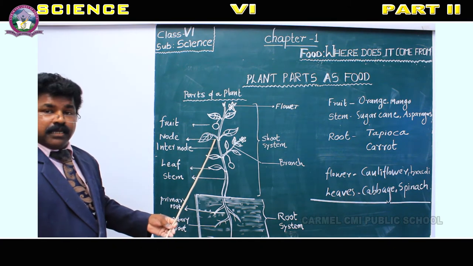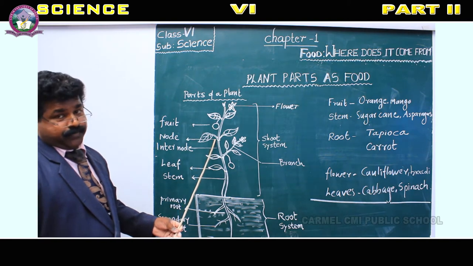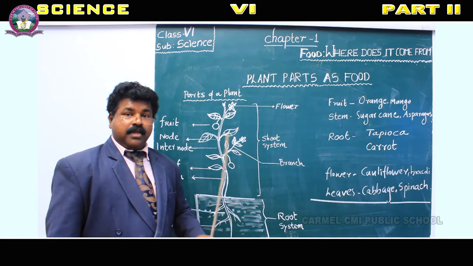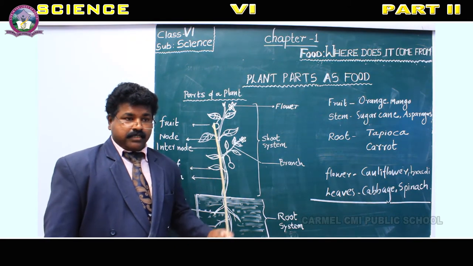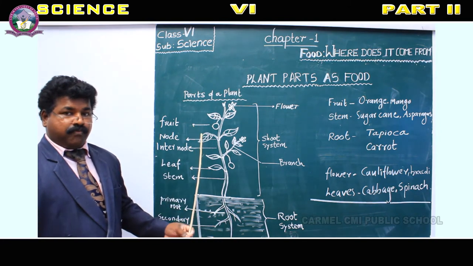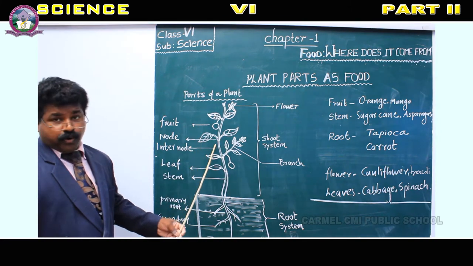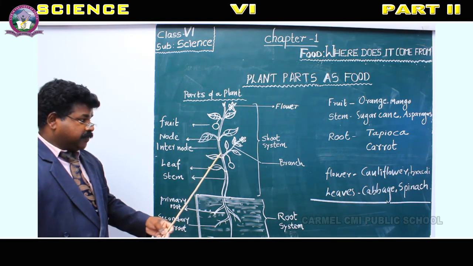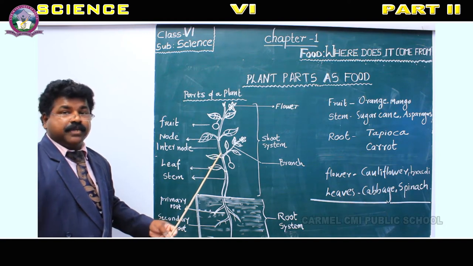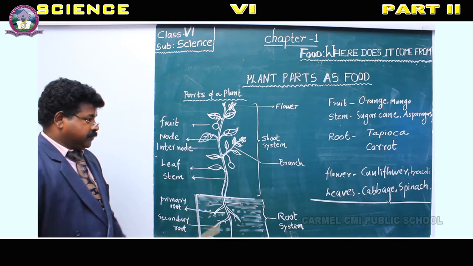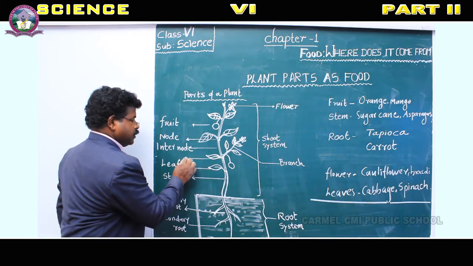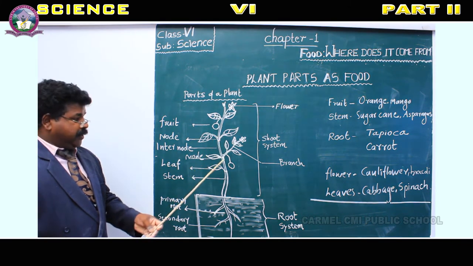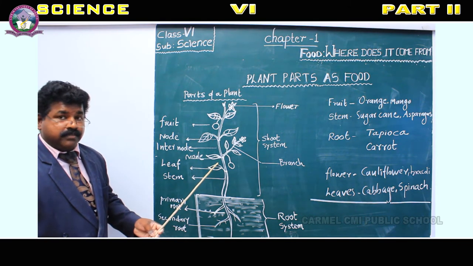Then you can listen here, there is a word called node. What is actually node means? Node is a place from where a leaf originates. Okay, the starting place of a leaf is called a node. And in between two nodes, you can find there is some space. This is one node. And here there is another node. And you can observe from the node only, always the leaves arise.